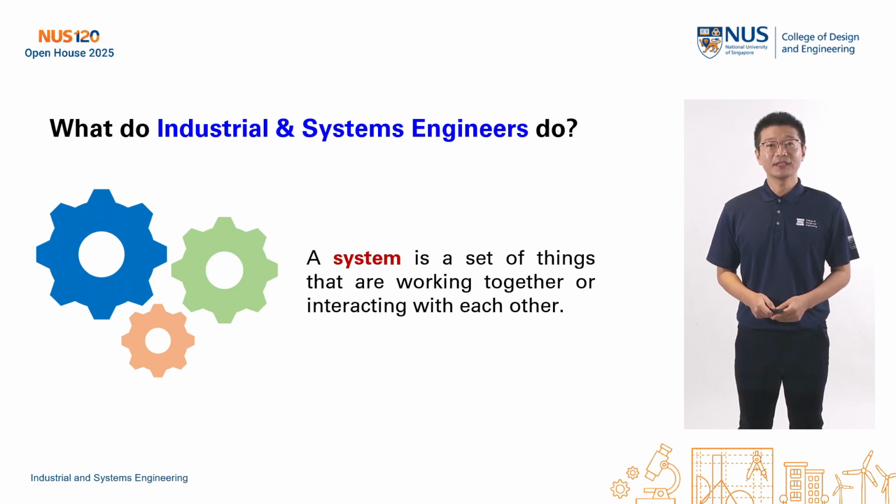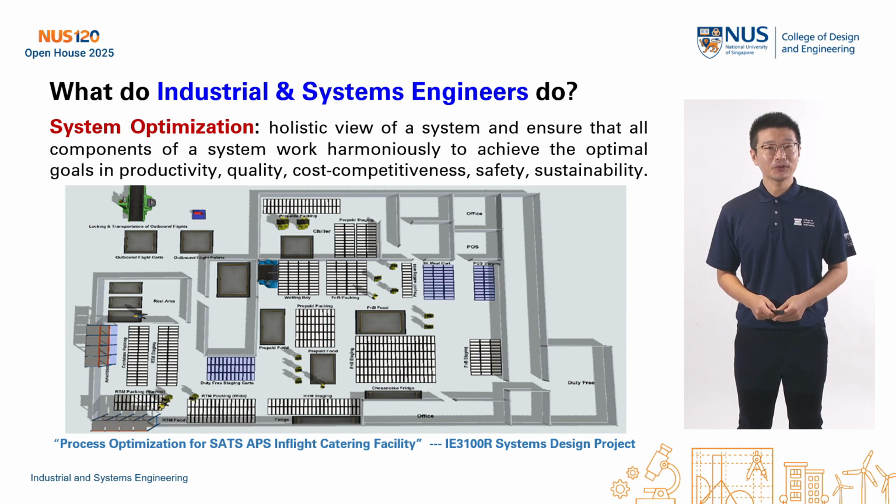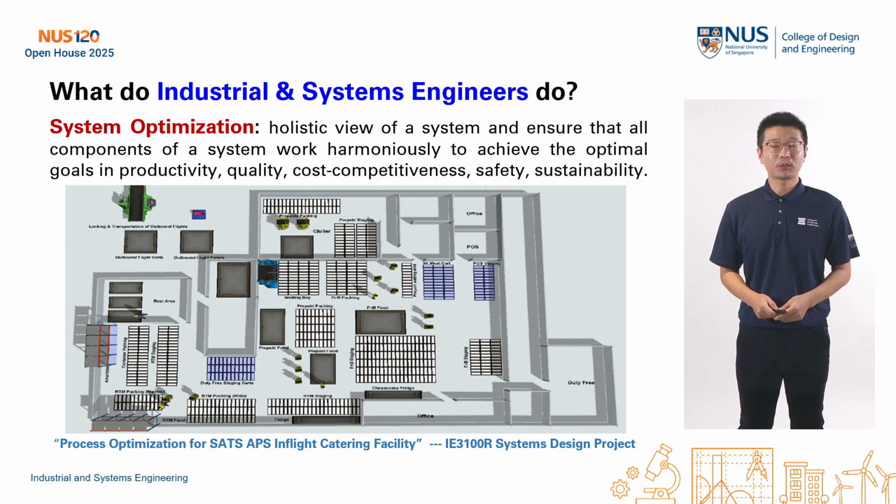As system engineers, we are interested in studying how the system works and thinking of ways to improve its efficiency. In particular, we focus a lot on system optimization. That is, instead of looking at each individual component of a system in isolation, we take a holistic view of a system and ensure that all components work harmoniously to achieve the optimal goals in productivity, quality, cost competitiveness, safety, or sustainability.